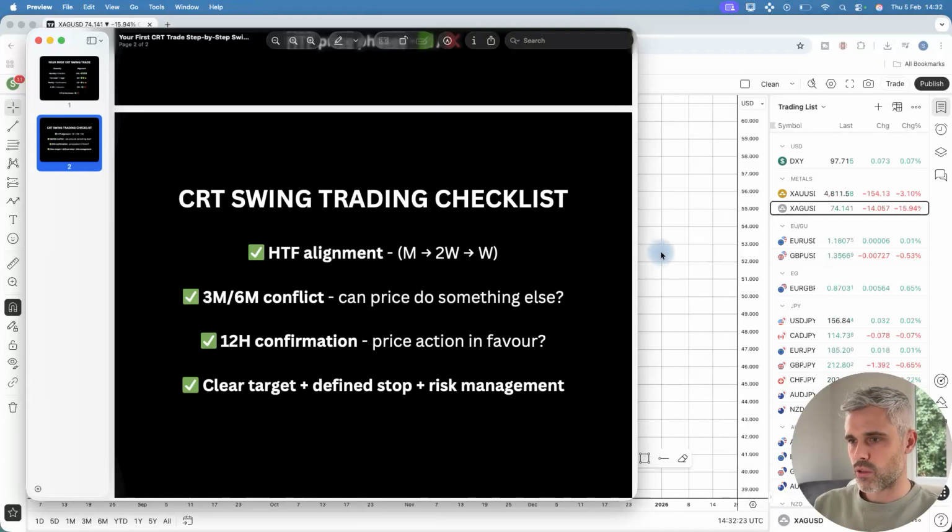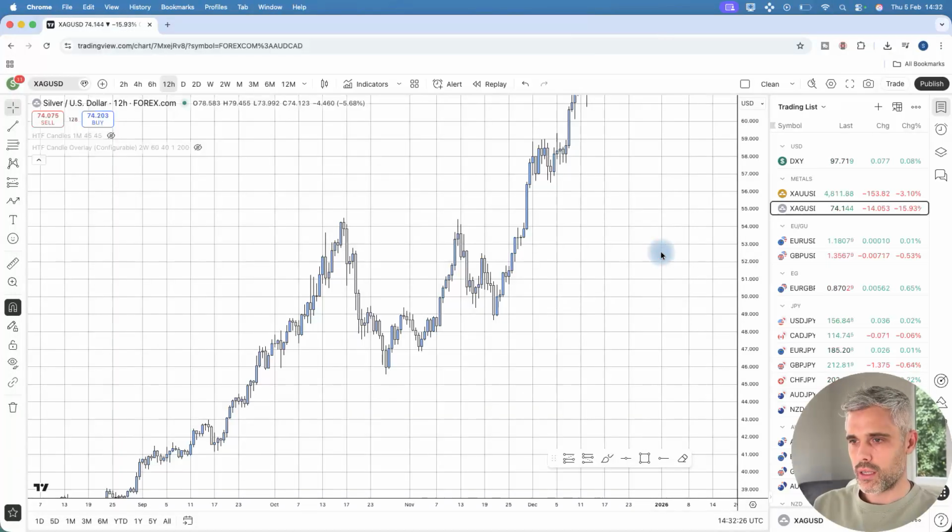So let's take a look at your first CRT swing trade. This is actually a trade that I entered on silver. So this does not need to be Forex. This can be crypto, metals, indices, stocks. And actually I've got a lot more content coming for those different asset classes.